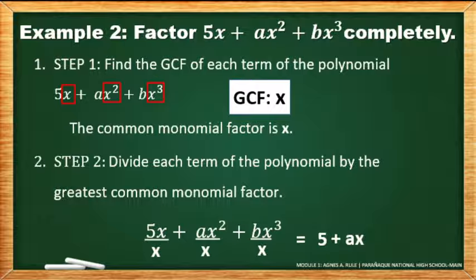Plus, bx cubed divided by x. Subtract the exponent of x cubed and x. So, 3 minus 1, 2. So, therefore, plus bx squared.